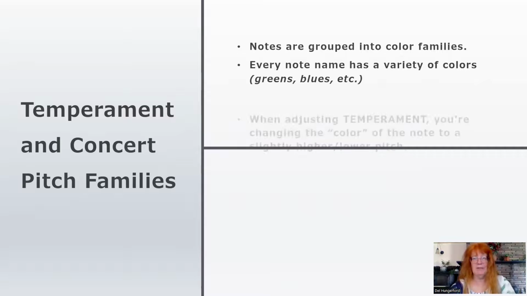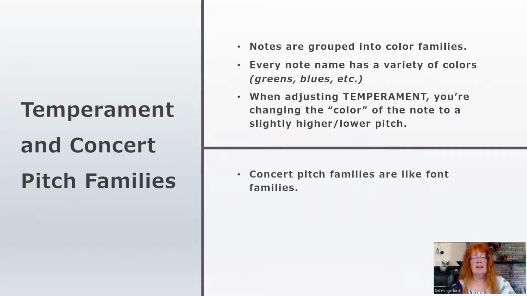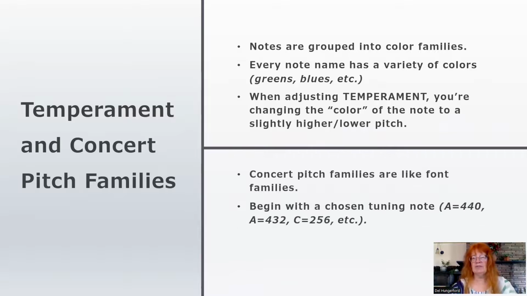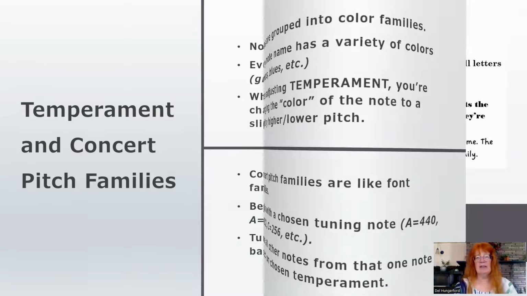They have color families. So when you're adjusting the temperament, you're changing the color of the note to a slightly higher or lower pitch. On the other hand, I compare concert pitch families to font families, because you're going to choose your font. So you begin with the chosen tuning note, 440, 432, 256. Then you're going to tune all other notes from that one note based on your chosen temperament, if you're not using equal temperament. And we'll get into that later.